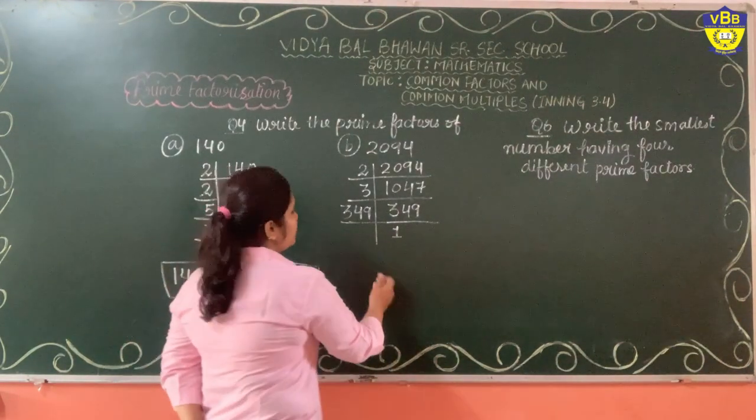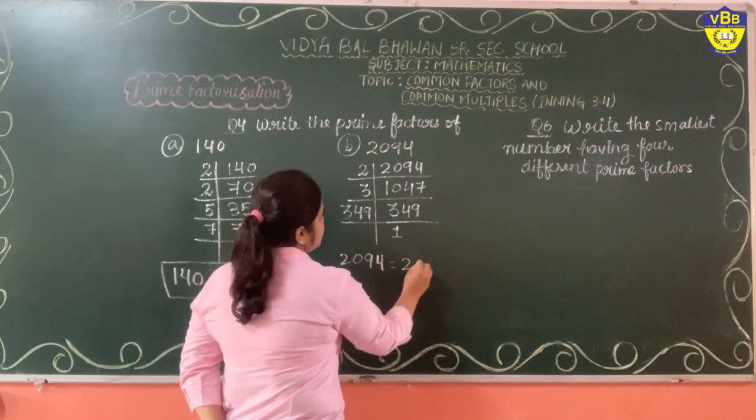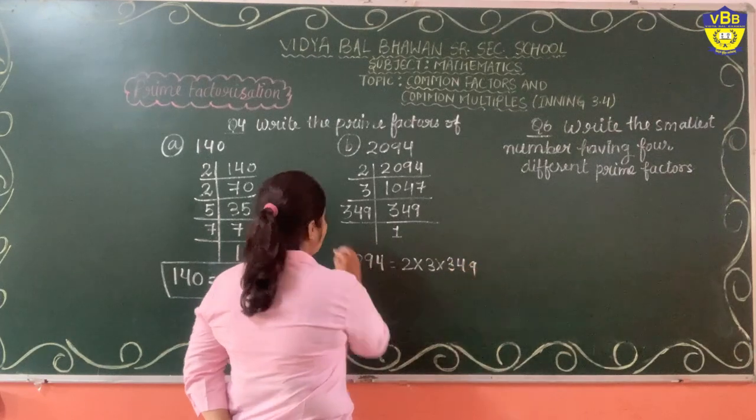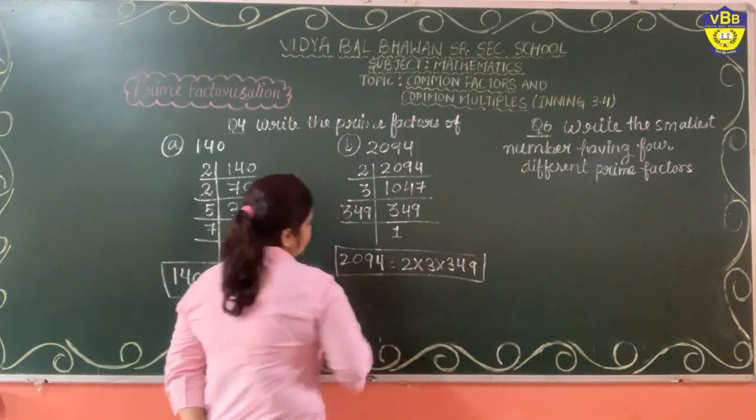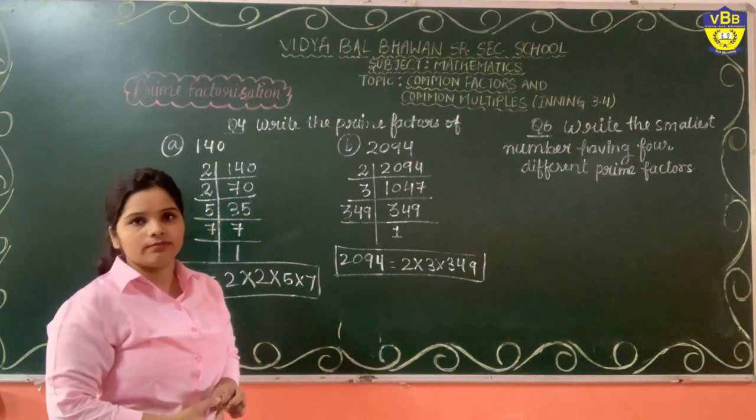So what are the prime factors of 2094? That is 2 multiplied by 3 multiplied by 349. These are the prime factors of 2094.